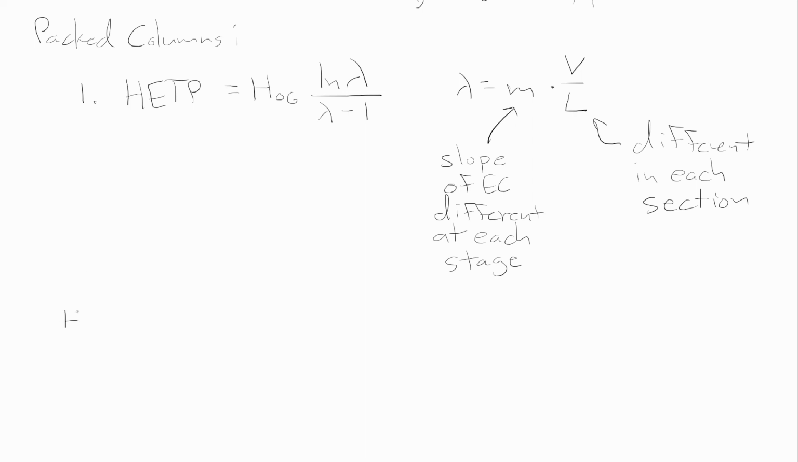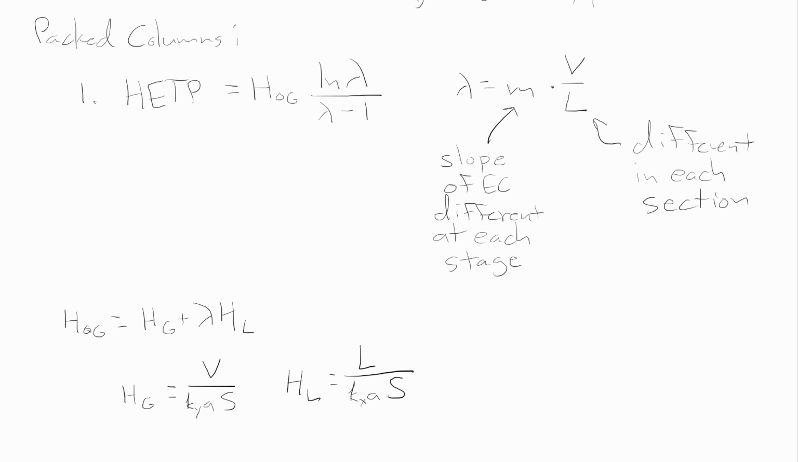And we also showed that we could express HOG as a gas phase portion plus lambda times a liquid phase portion, where the gas phase part, HG, is equal to the vapor flow rate over the microscopic mass transfer coefficient, KYA, times the cross-sectional area of the column. And HL, the liquid portion, is equal to L over the microscopic mass transfer coefficient in the liquid phase times the cross-sectional area of the column.